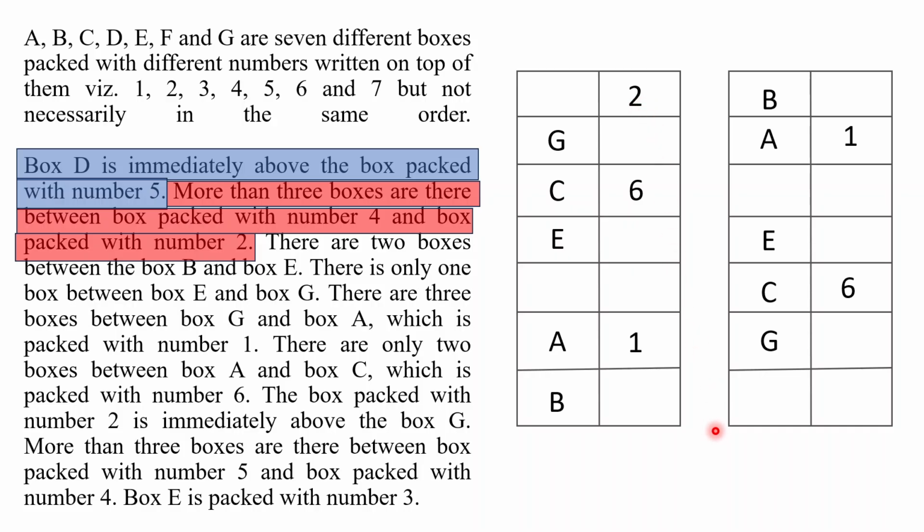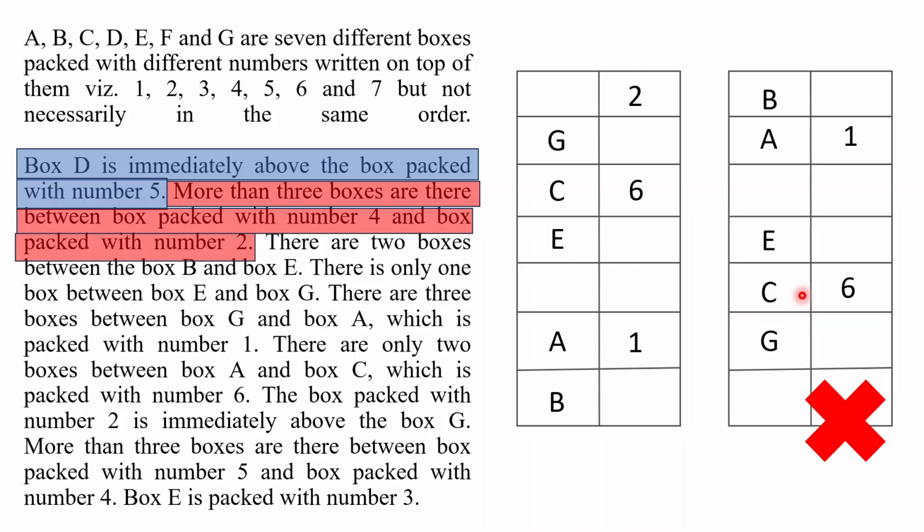Now in case number 2, students, you can see that above box G there is already a box which is assigned a number, or you can say that the number 6 box is already placed above G. So which means that case number 2 is wrong.